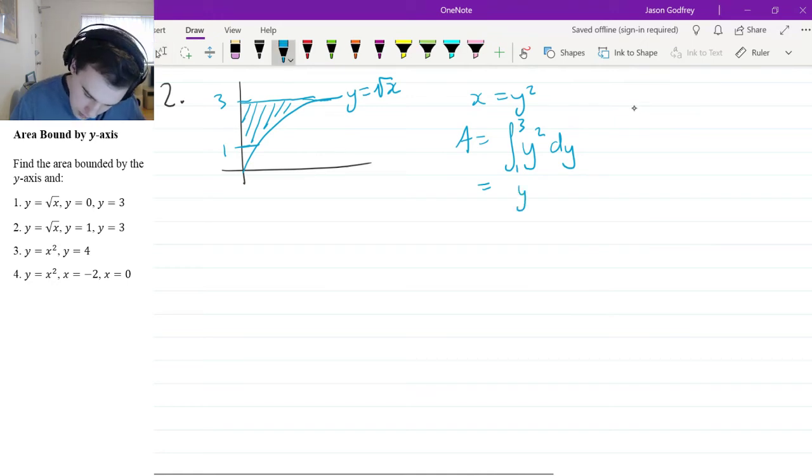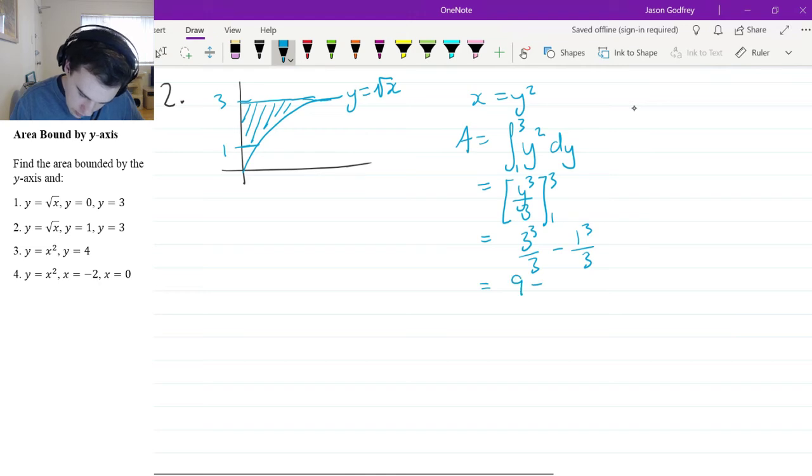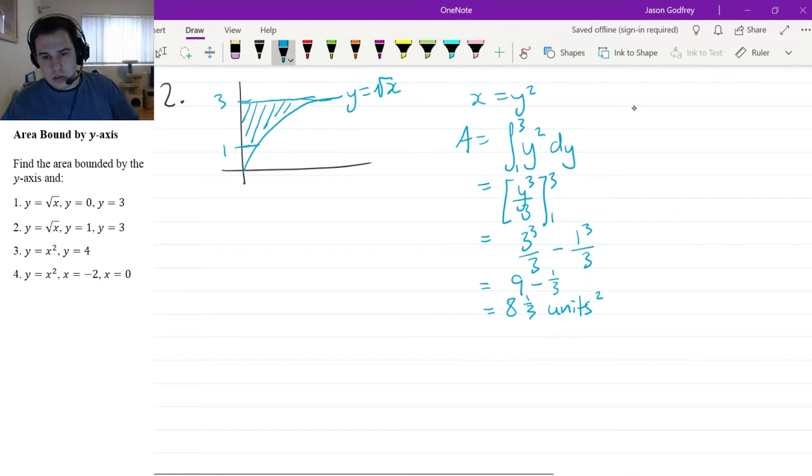So y squared integrates to y cubed on 3, from 3 to 1, sub in 3, sub in 1. So we already did this before. Well, this was 3 cubed was 27 on 3 is 9, minus 1 cubed is 1 on 3 is a third, so that will be 8 1/3 square units.